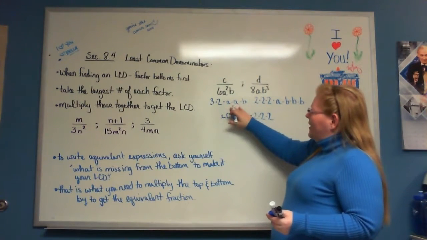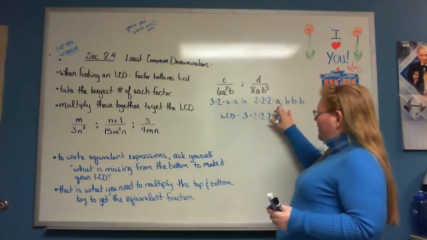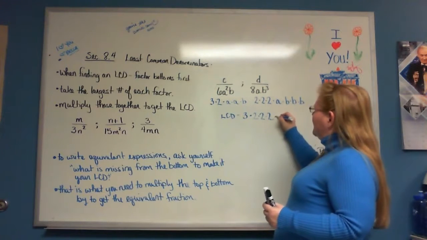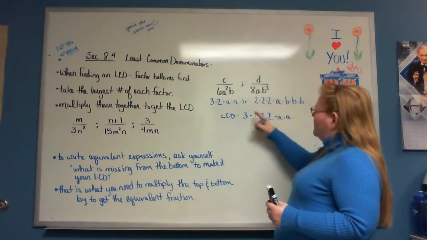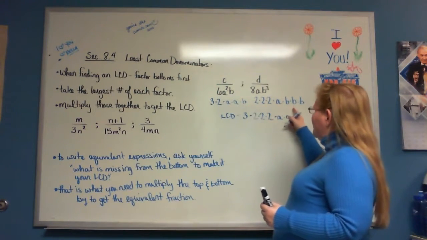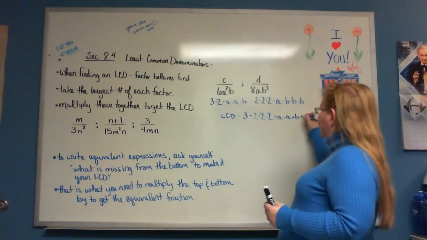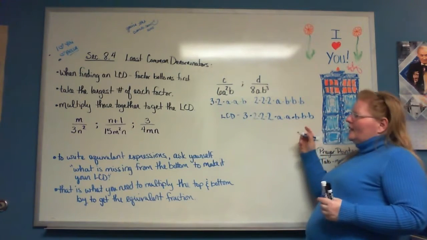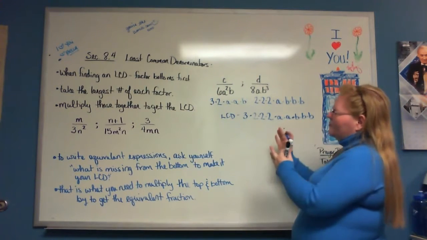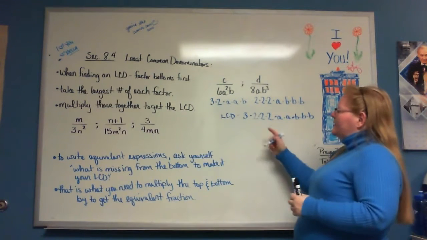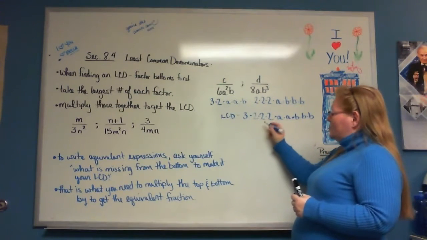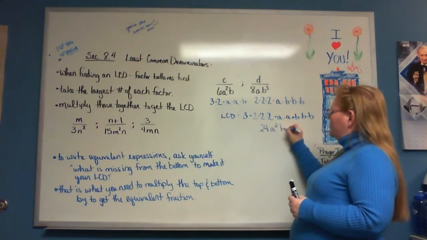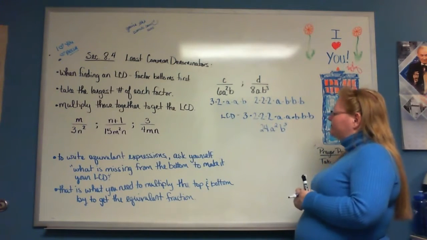Over here I have 2 A's. Over here I just have 1 A. Largest number is 2, so I need both A's. Over here I have 1 B. Here I have 3 B's. Largest is going to be 3 B's. So this is my LCD. Then I need to take all that and multiply them all together to get that 3 times 2 times 2 times 2 is 24. A squared, B cubed.